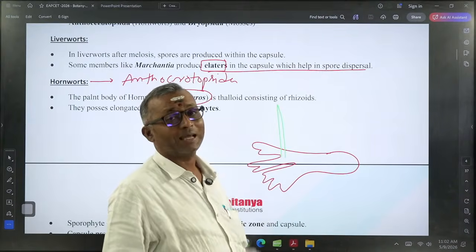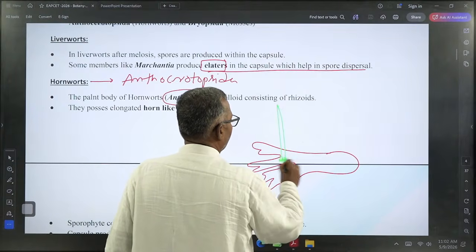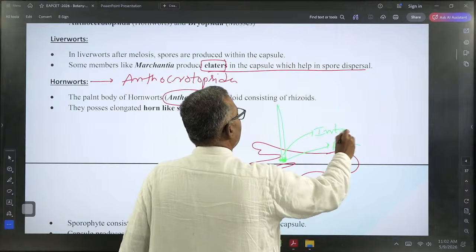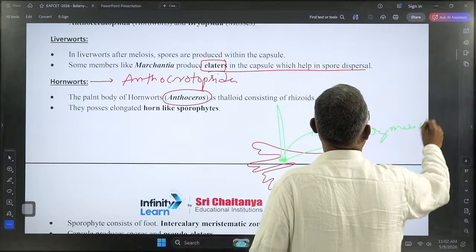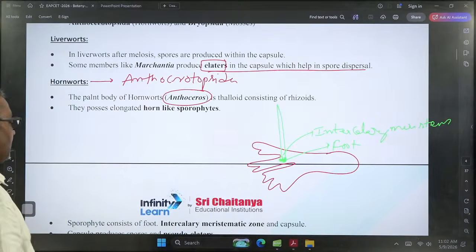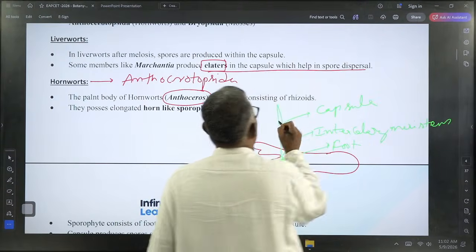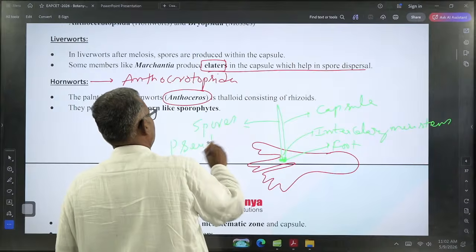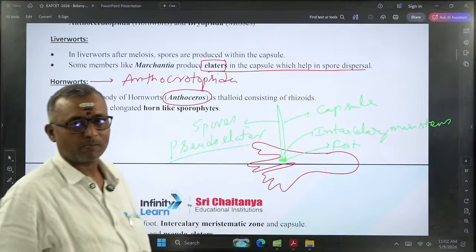Understood? So horn-like sporophytes. And this sporophyte contains a basal foot. This is the foot. And it also contains an intercalary meristem. Then apart from this, of course there is also a capsule, and this capsule produces spores and pseudo-elaters.